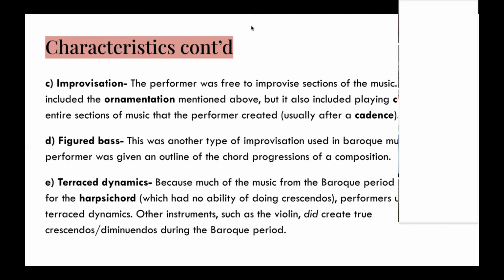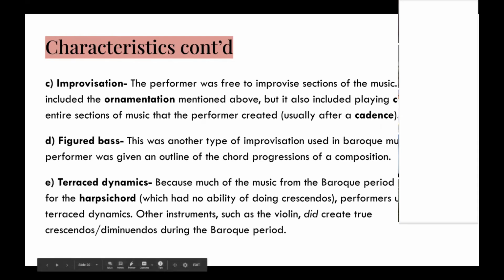Okay, three more characteristics. The third one is improvisation, which means that you're kind of creating the piece off your mind. So the performer was free to improvise sections of music, and this included the ornamentation mentioned above, like they could just put in trills and stuff whenever they want, but it also included playing cadenzas, which are entire sections of music that the performer created, and usually after a cadence, which we just learned about. So if you play any piano concertos and your teacher asks you to learn this cadenza, that's what they mean.